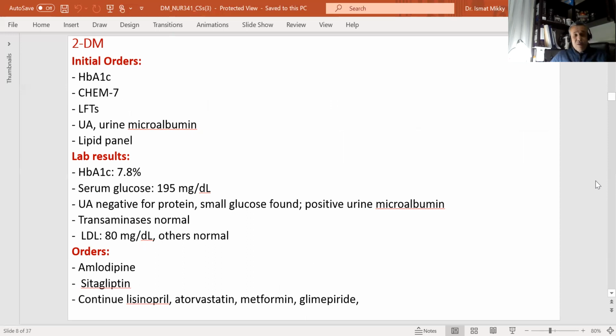So the microalbuminuria is caused by a loss of negative charge on the GBM, which is the glomerular basement membrane. One of the complications of statins is that they increase the liver function tests. They cause LFT elevation.